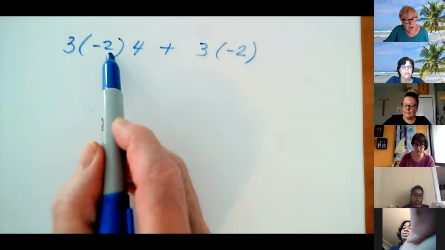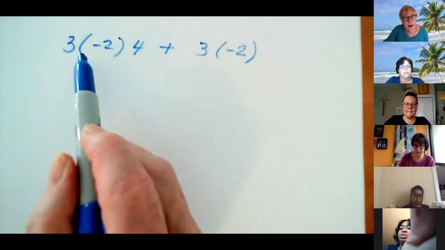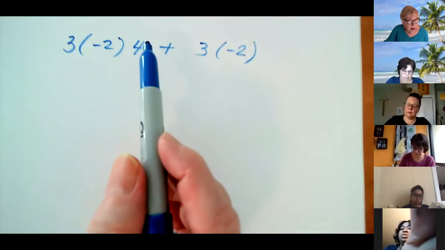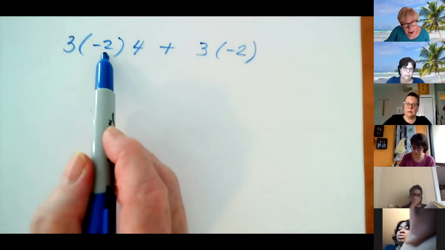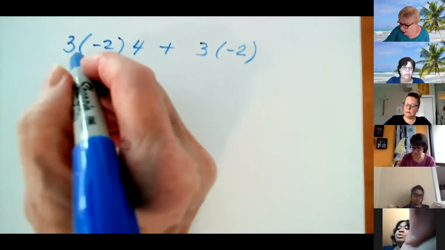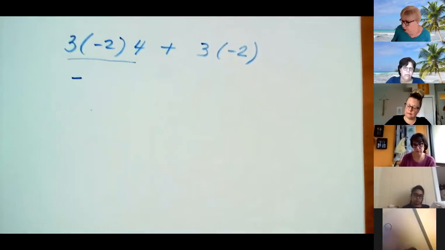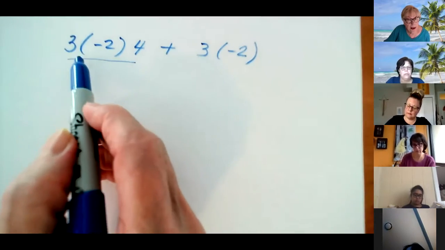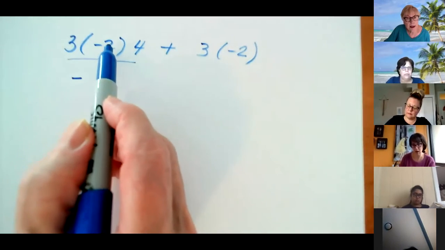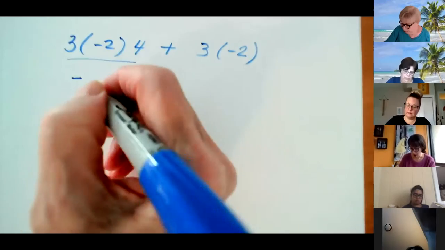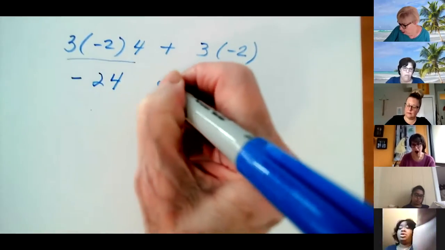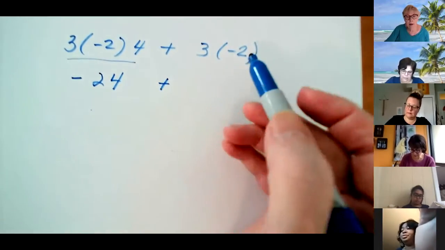So what I have at the front here are 3 numbers. 2 of them are positive. I can ignore that. There's just 1 negative. So whatever I get out of this, it's going to be negative. So I quickly do the number part. 3 times 2 is 6. 6 times 4, 24, if I'm still thinking correctly.